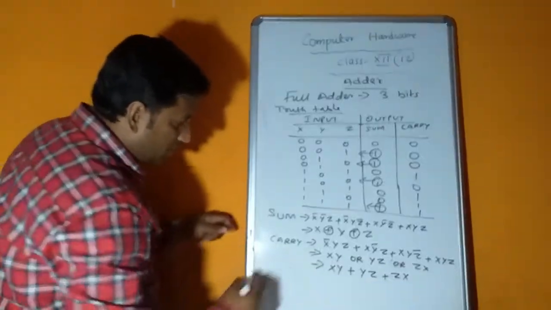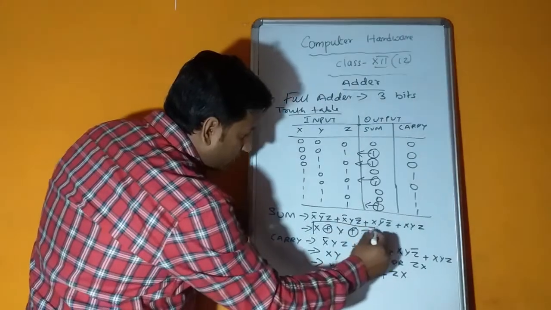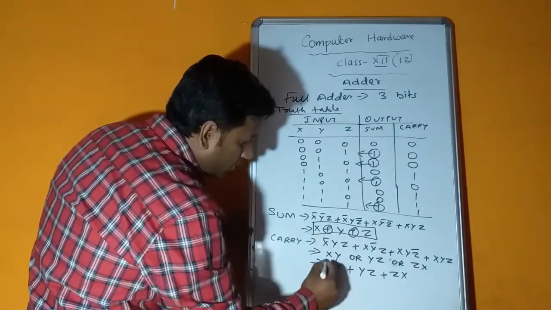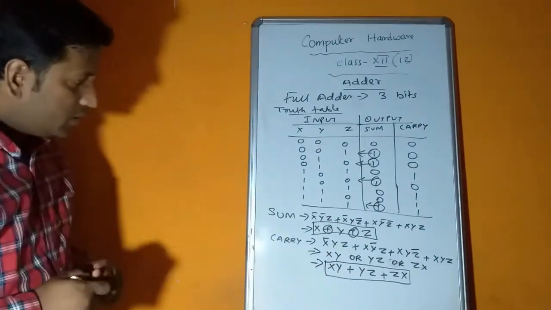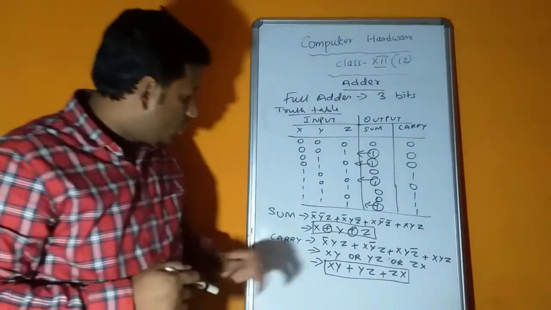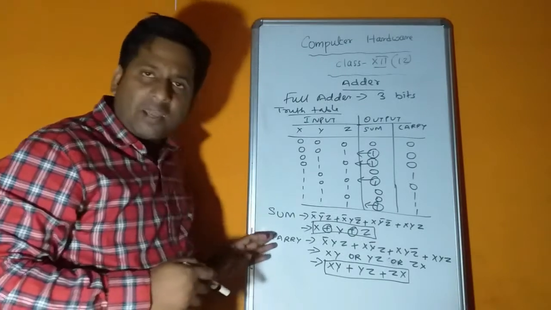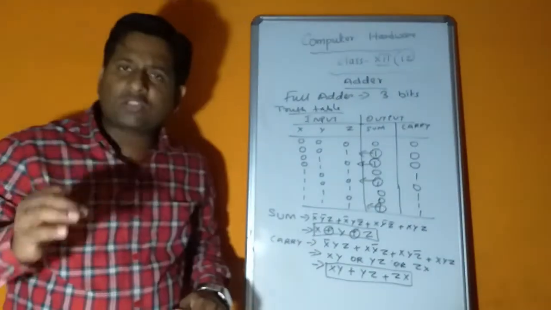Okay, so now see here we got the sum Boolean part as this one, and the carry Boolean part we got as this one. Now is this clear, children? So we got the Boolean algebra part of sum and carry. Now we'll be designing the logic circuit diagram for this one. So see here.